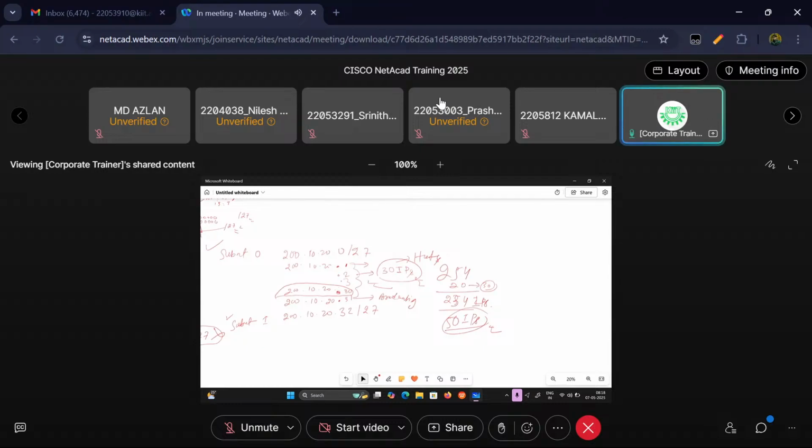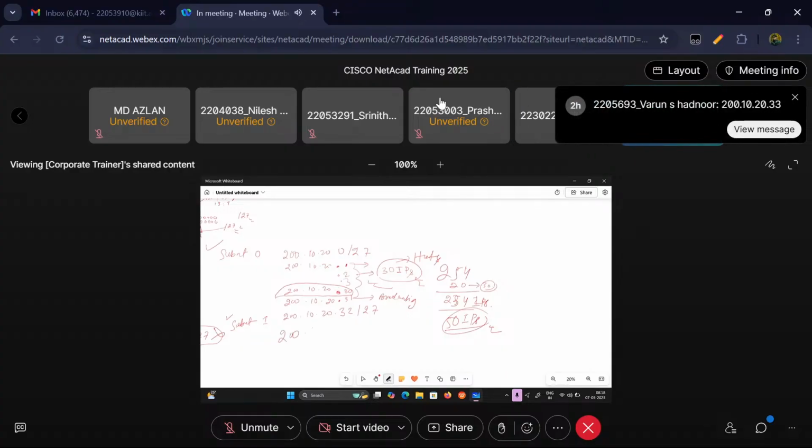Subnetted network 1, first usable IP of subnetted network 1. Can you tell me? What is your answer? Sir, 200.10.20.33. Very good. So 33 will be the first usable IP of subnet 1.